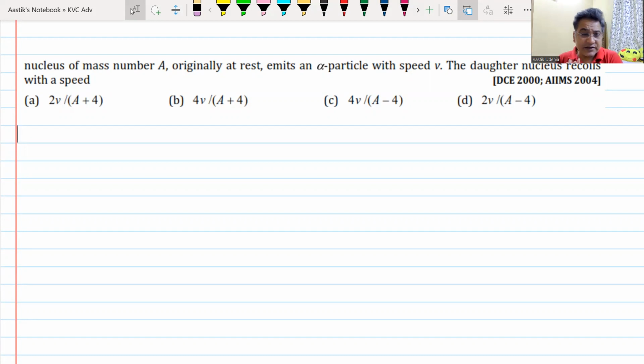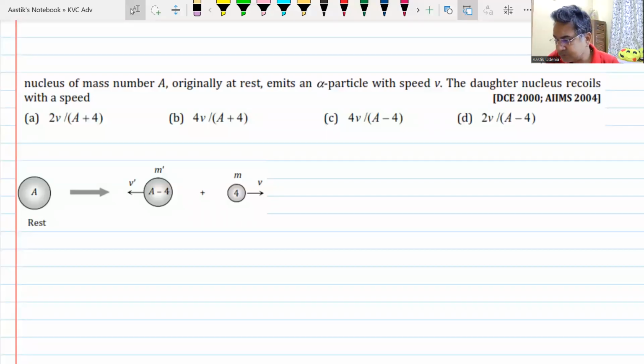A nucleus of mass number A originally at rest emits an alpha particle with a speed v. The daughter nuclei, smaller, recoils with how much speed? You have 2 minutes to show me your talents. Option C is the correct option, my dear friends.